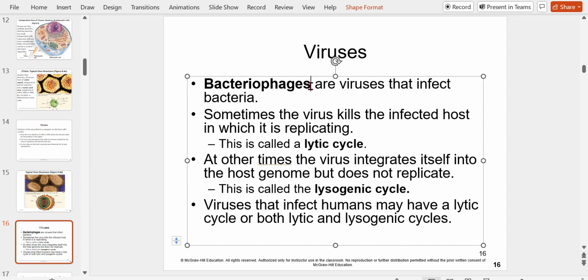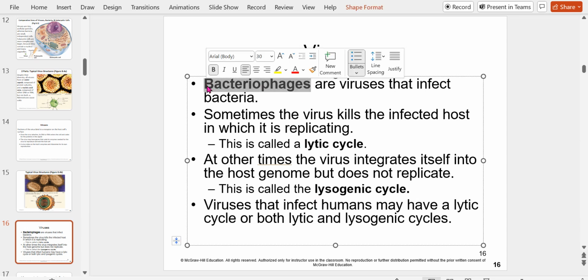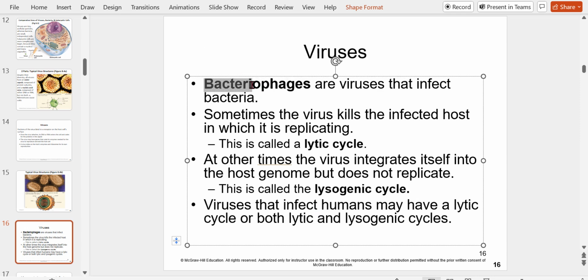Bacteriophage. This is a virus. I know it has bacteria in it, but this is a virus that only goes after bacteria. Sometimes the virus kills the infected host in which it is replicating. This is called a lytic cycle, when the virus kills the infected host, which really doesn't do much, because you want that host to be your home.